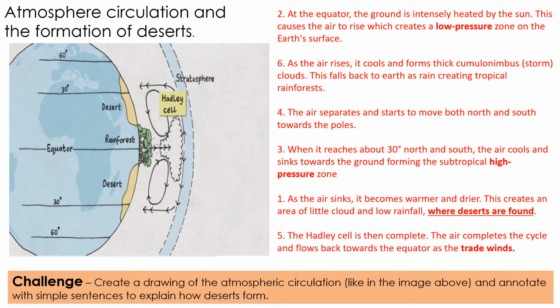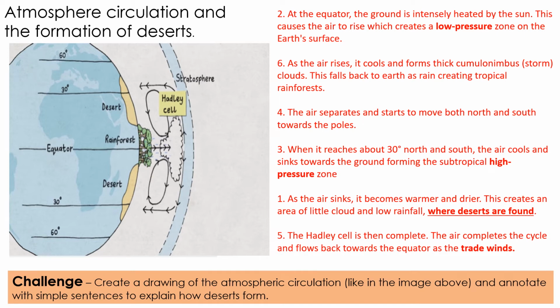Now, as that air sinks, it becomes warmer and drier, and this creates an area of little cloud and low rainfall, the characteristics that we maybe looked at the very beginning in that image, and this is where deserts are found. And the Hadley cell is then complete. The air completes the cycle and flows back towards the equator as the trade winds, and that cycle will continue, and that is why deserts are found where they are.